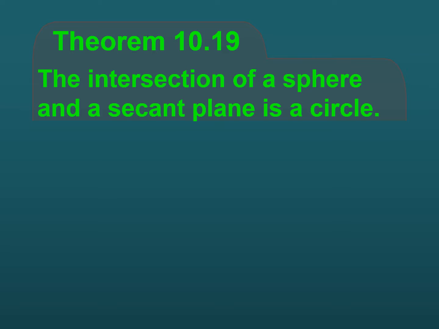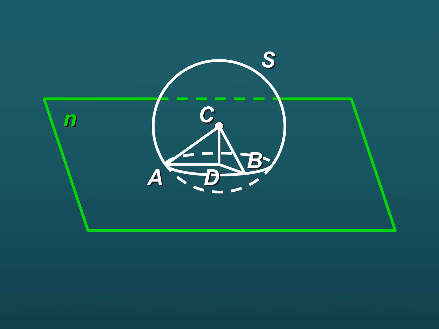The intersection of a sphere and a secant plane is a circle. Remember, a secant plane is one that goes completely through the sphere, so all the intersections of secant planes are circles. If you have plane N, and plane N is secant to sphere S, we would say that when it intersects, it makes this circle here, circle D.